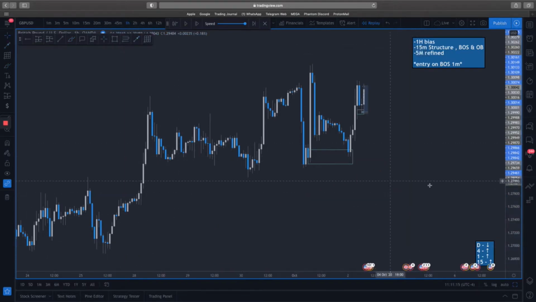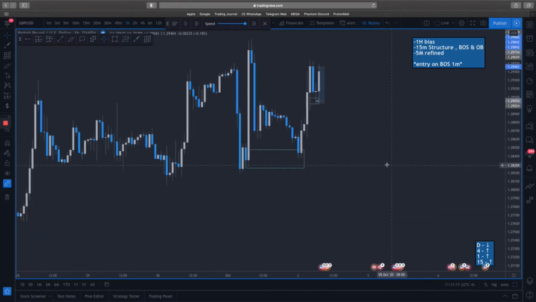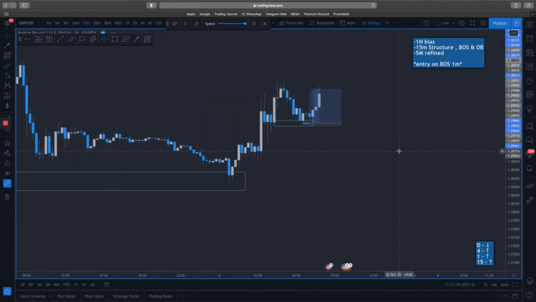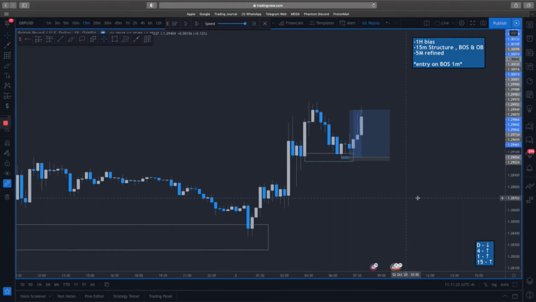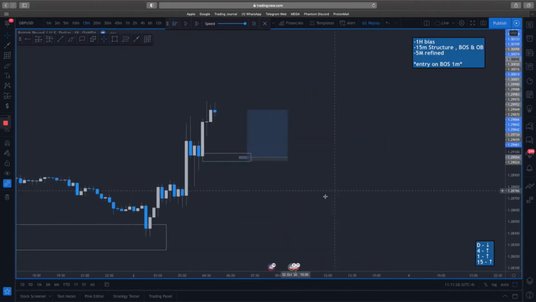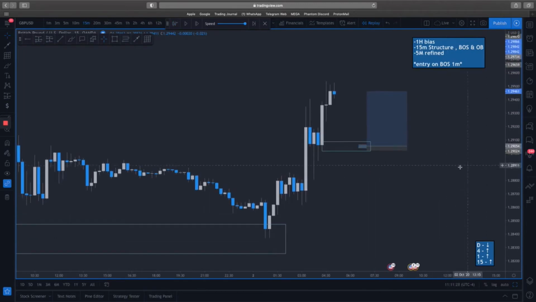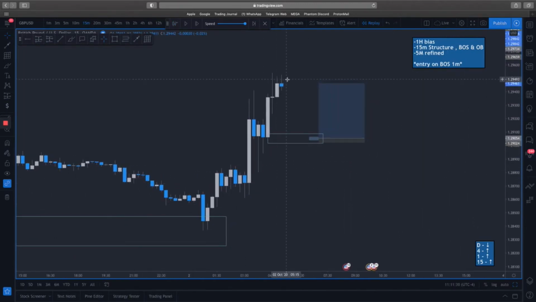Now that we have that established, let's zoom right in. So go down to the 15-minute, and let's move it back here like this. Now as you can see here, we are trending on the 15-minute. We have higher high, higher low, higher high, higher low. So once again, we are in an uptrend. This is good. So we want to look for longs.